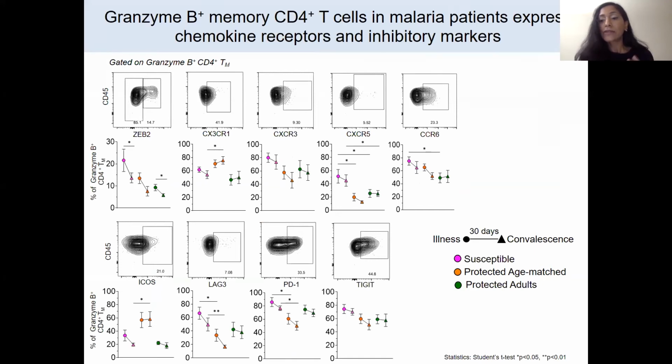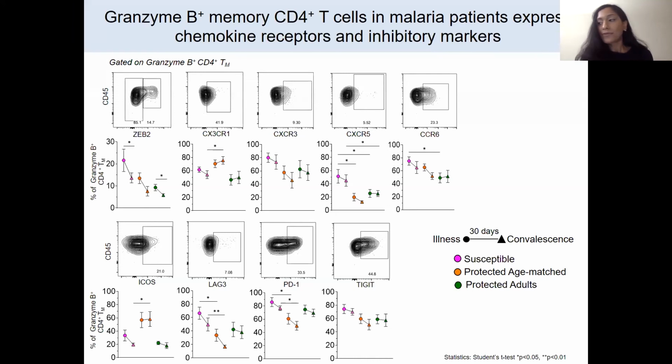groups of patients, the main finding we had was that the cells that express Granzyme B, that are memory CD4 T cells in our protected age-matched patients, actually express lower levels of inhibitory markers compared to our susceptible patients. And these inhibitory markers, which include LAG3 and PD-1, are often targets of immunotherapies to reactivate some of these populations and invigorate their effector functions in T cells.